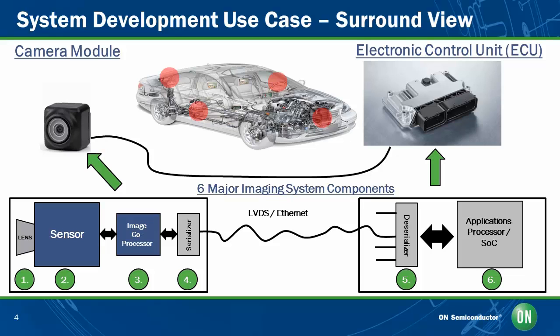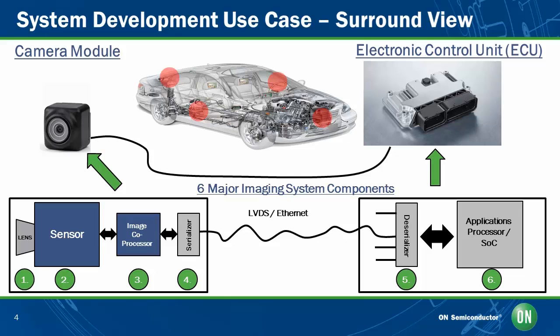Oftentimes these camera modules sit at long length away from the actual electronic control unit on the vehicle, anywhere from, let's say, 10 meters from the actual electronic control unit. And so what is needed on the camera module side is a serializer, and this could be an Ethernet PHY, or it could be using an LVDS protocol from some of our partners. But this is what you traditionally will see in a camera module.